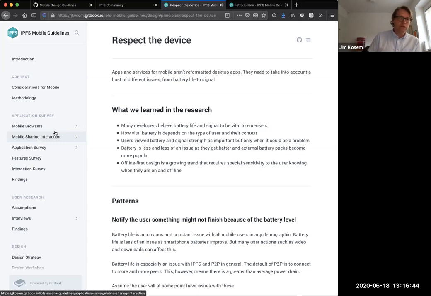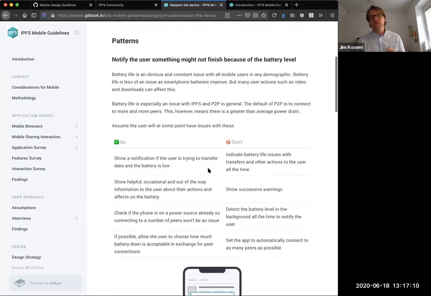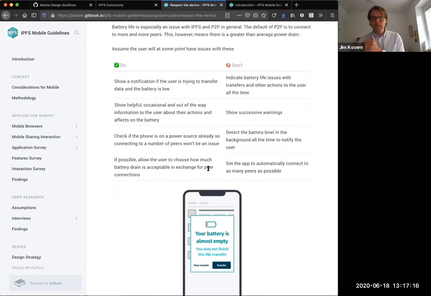So for instance, with respect to device, it's all about learning about the nuances of smartphones and working with the reality of people's lives on them. So again, mobile life is a lot different from desktop life. So learning about these differences, whether they be subtle or drastic, and understanding the specific conditions and working with them for unique solutions. So for instance, in the different patterns, one is notify the user something might not finish because of the battery level. Each of these patterns has a do and a don't. So these are helpful guides for designers and developers that should make their lives a bit easier when they're developing and designing new applications on IPFS for mobile.